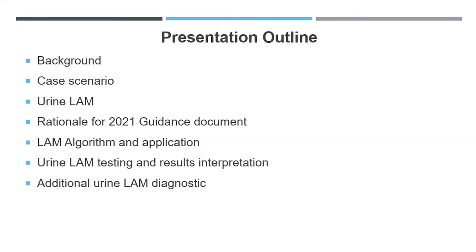I'll give you a little bit of background, which is provided within the document, look at an actual case, which I've just used as a basis of illustration, and then we'll talk a little bit more about application, looking at the urine-LAM, some information related to the urine-LAM, the rationale for the current guidance that's been provided, how we implement that algorithm, and then results testing and interpretation.